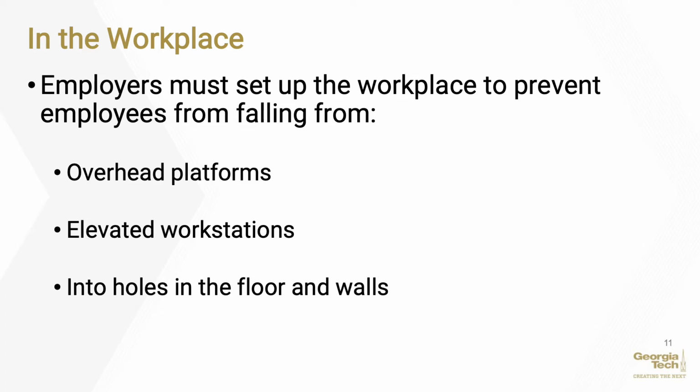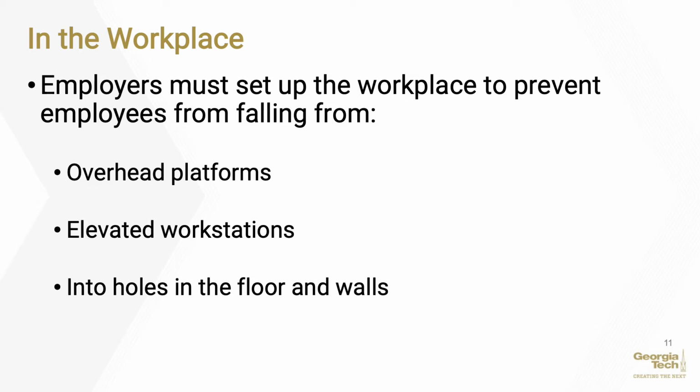Employers must set up the workplace to prevent employees from falling off overhead platforms, elevated workstations, or into holes in the floor and walls. To prevent employees from being injured from falls, employers must guard every floor hole into which a worker can accidentally walk using a railing and toe board or a floor hole cover, and provide a guardrail and toe board around every elevated open-sided platform, floor, or runway.